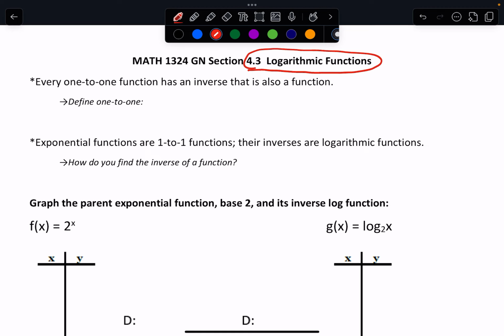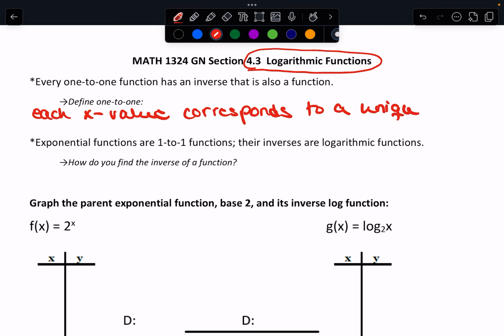So a one-to-one function would be each x value corresponds to a unique y value. So what does that mean? It passes both the vertical line test and horizontal line test.